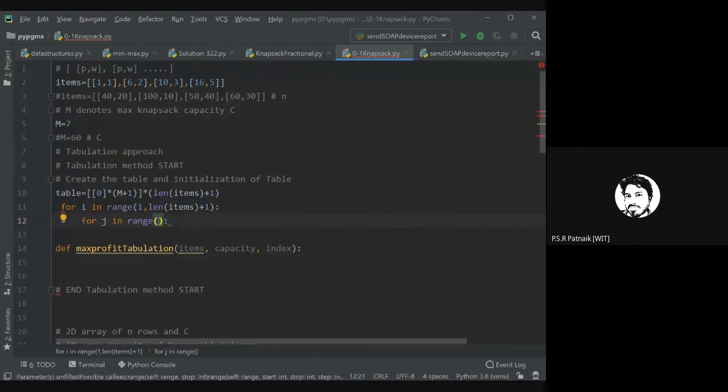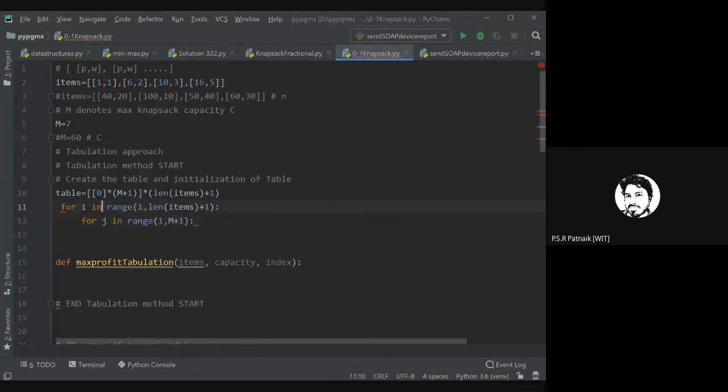And the loop will start from 0 or 1? This will also start with 1 because I don't want to compute it for 0. Till where will it go? It will go to m plus 1. Okay, so from 1 to m, it will go from 1 to m. So this plus 1 value will be ignored here.